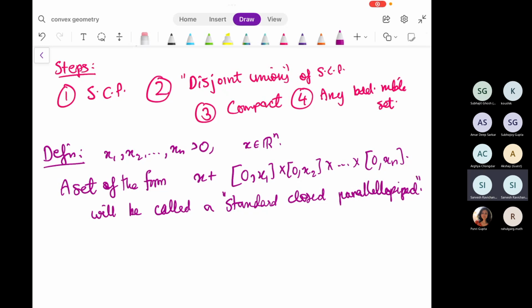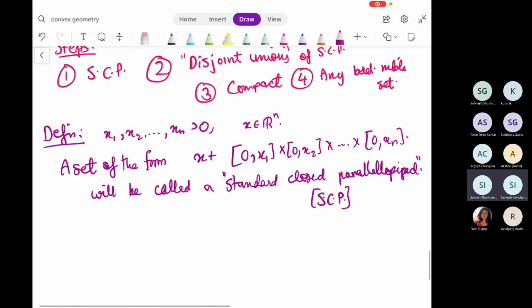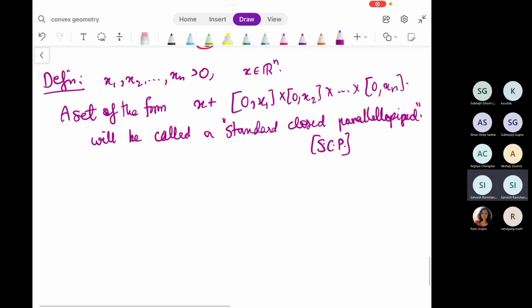And for the purpose of this talk, I will abbreviate standard closed parallelepipeds, both in writing and in speech, by SCP. As you can see, my first step will be to show that for standard closed parallelepipeds, we don't have a problem. The Brunn-Minkowski inequality is actually provable. And there's a nice trick for those who are Olympiad enthusiasts. So let me start proving the inequality for standard closed parallelepipeds.